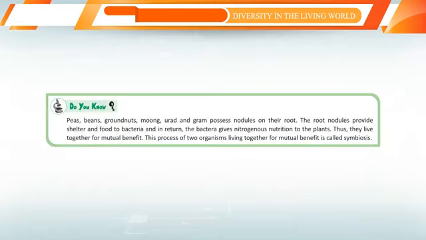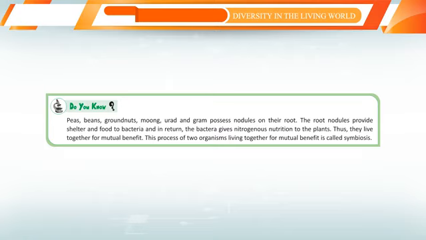Do you know? Peas, beans, groundnuts, moong, and gram possess nodules on their roots. The root nodules provide shelter and food to bacteria, and in return, the bacteria give nitrogenous nutrition to the plants. Thus, they live together for mutual benefit.